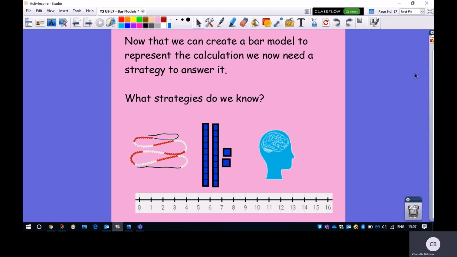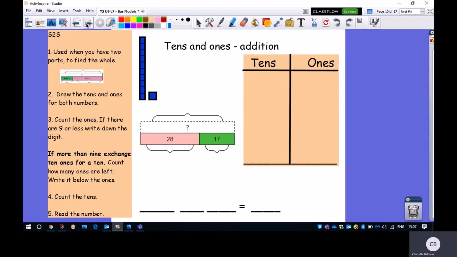I'm going to be thinking about regrouping and exchanging. So our steps to success are slightly longer than yesterday, but hopefully no more complicated. And we have done this before, but not for a while. So our question. Automatically looking at our question, I can see the representation is 28 and 17 and I have got two parts and no whole. If I have two parts and no whole, I have an addition question.